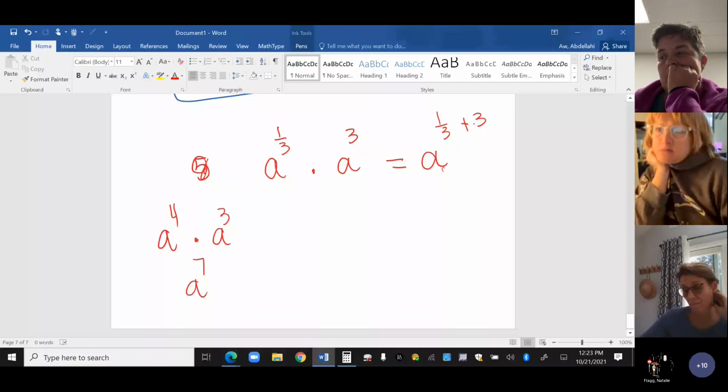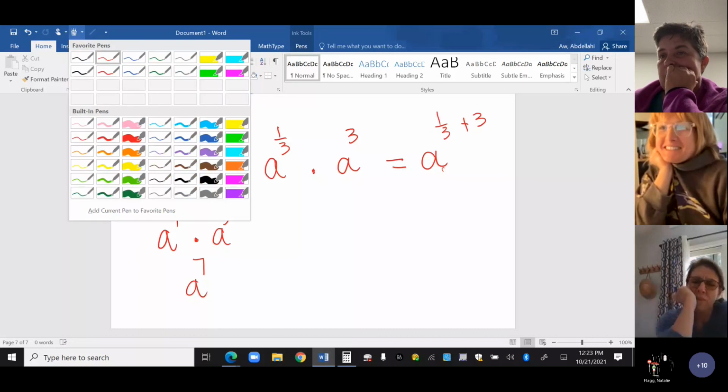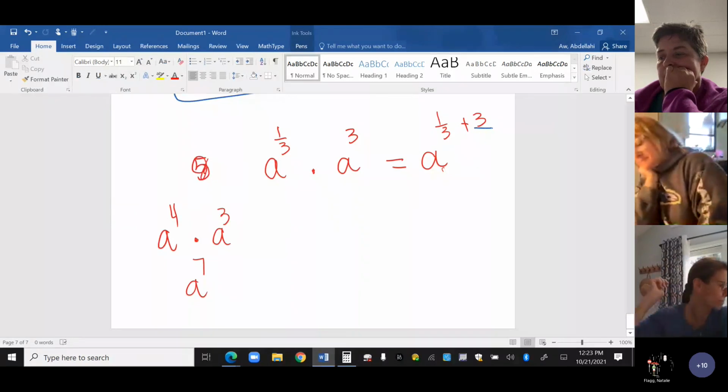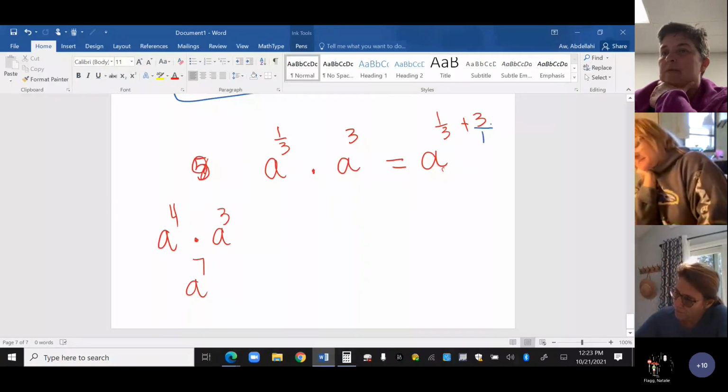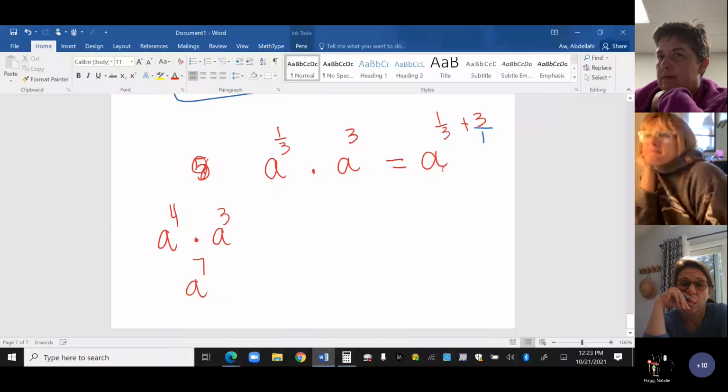You add the exponents. Now, when you add 1/3 plus 3, what is that? 3 and 1/3. That is a mixed number, and we don't like mixed numbers as exponents because it's confusing. We're going to write it as a single fraction. We write 3/1, and then what is the LCD? The LCD is 3. We multiply by 3, and it's going to be 1/3 plus 9/3. It's going to be a to the 10/3.